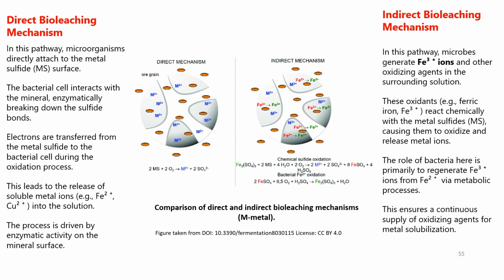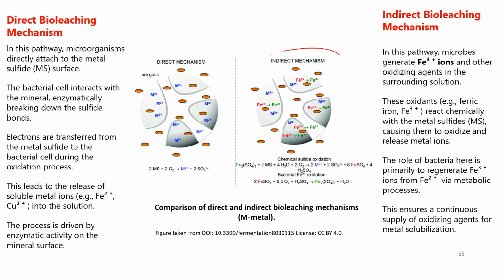So, in the direct bioleaching, microorganisms directly attach to the metal surface, as you can see here in this picture. The bacterial cell interacts with the mineral, enzymatically breaking down the sulfide bonds. Electrons are transferred from the metal sulfide to the bacterial cell during the oxidation process. This leads to the release of soluble metal ions, for example ferrous, cuprous, into the solution. This process is driven by enzymatic activity on the mineral surface, in brief.